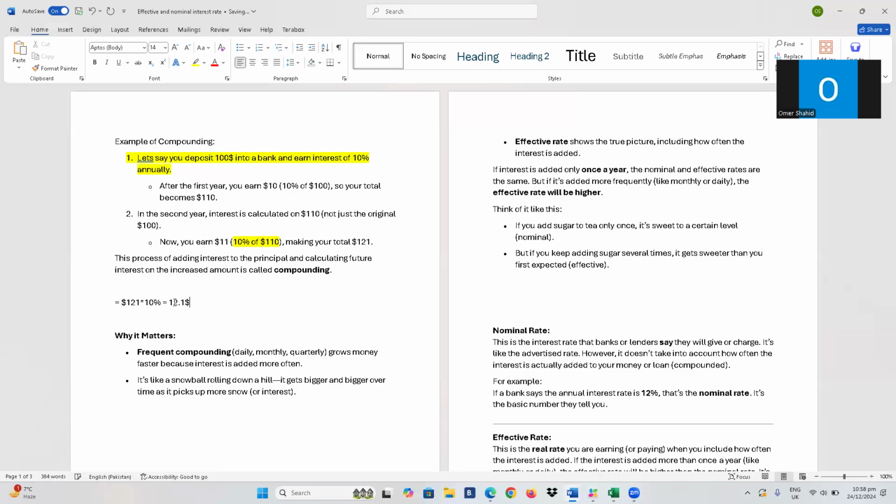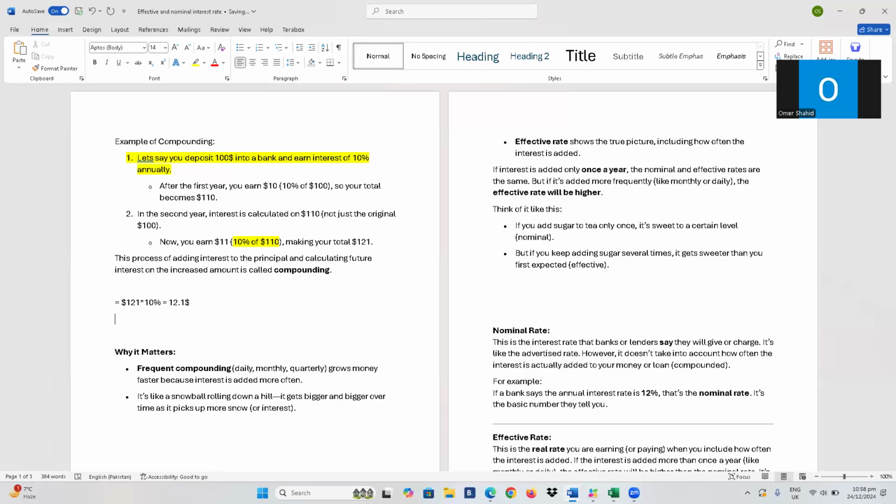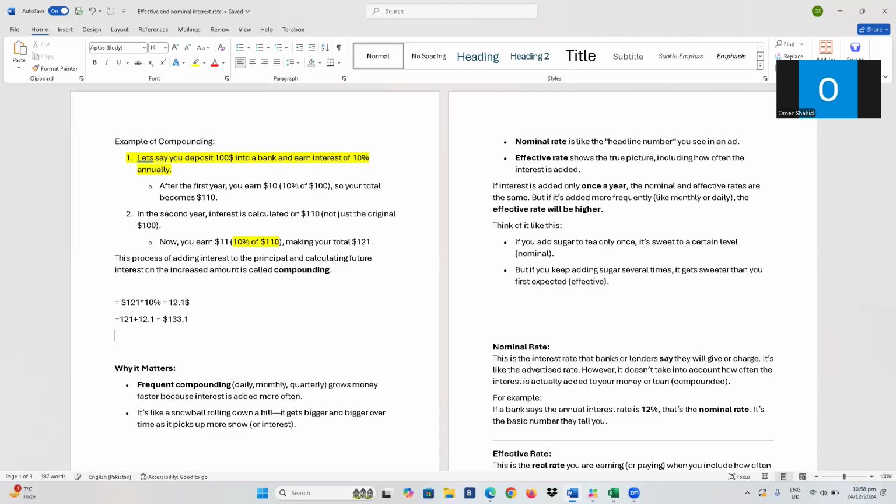So now how much will we get in total? 121 plus 12.1. How much will it be? This will be $133.1. And so on. We will keep calculating our interest for the fourth year, the fifth year, the sixth year, whatever. For however many years we want, we will calculate the interest for that. So this is what we call compounding.